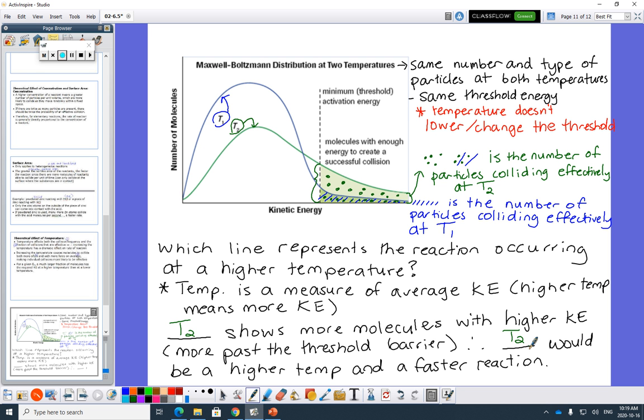So unlike surface area and concentration, which would not affect the kinetic energy or the shape of the curve, temperature has a much more dramatic effect on the rate of reaction because it affects how fast they are moving, so how hard they collide, and how often.